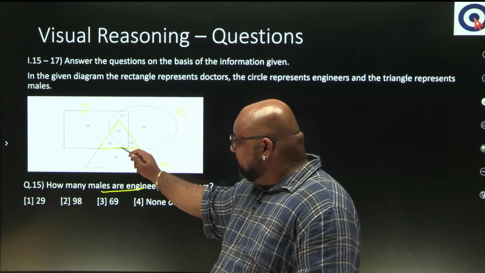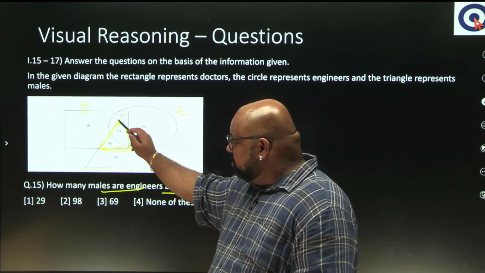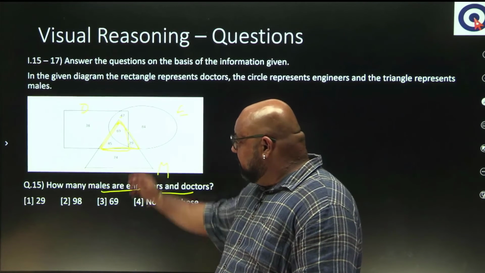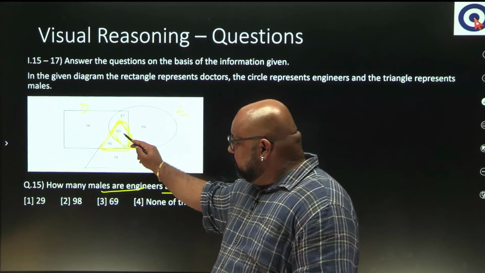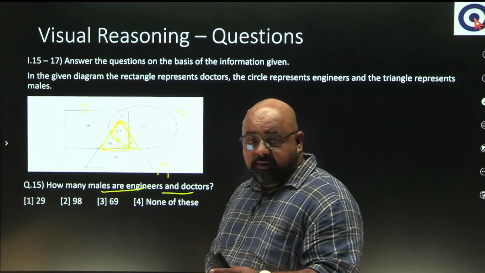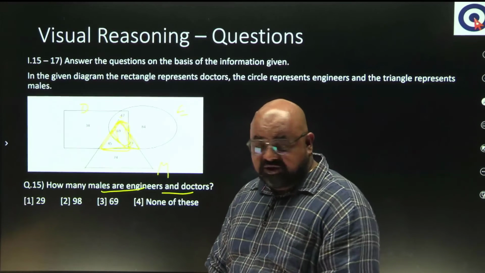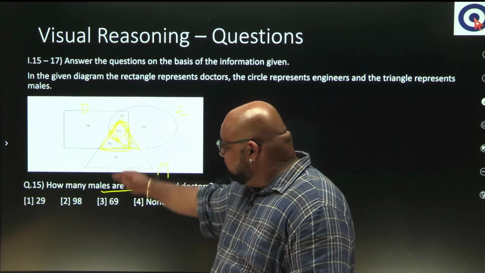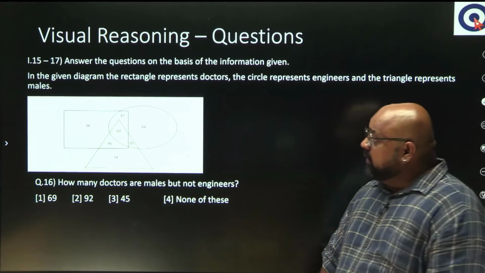This is the part of the triangle that is common to the rectangle or the circle. And if I look at this part here, this is common to the circle, the rectangle, and the triangle. Therefore, these people will be males, doctors, and engineers. So the answer simply becomes 69. That is the value written outrightly.